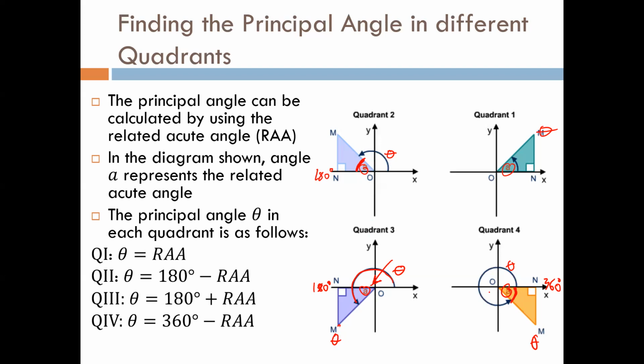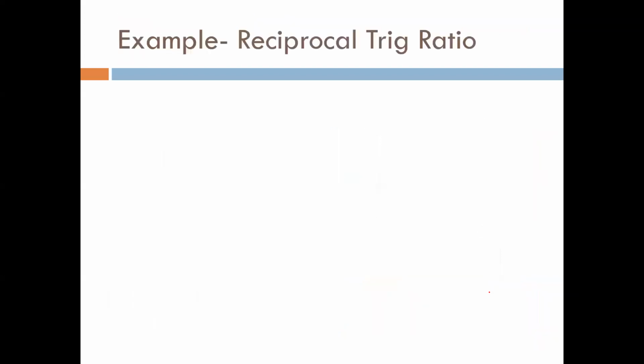So again, I don't recommend memorizing that, but do try to understand how we can use this to figure out what the principal angles are once you know what the related acute angle is. So let's do an example here with the reciprocal trig ratio. So you're asked to find the angle between 0 and 360 degrees.